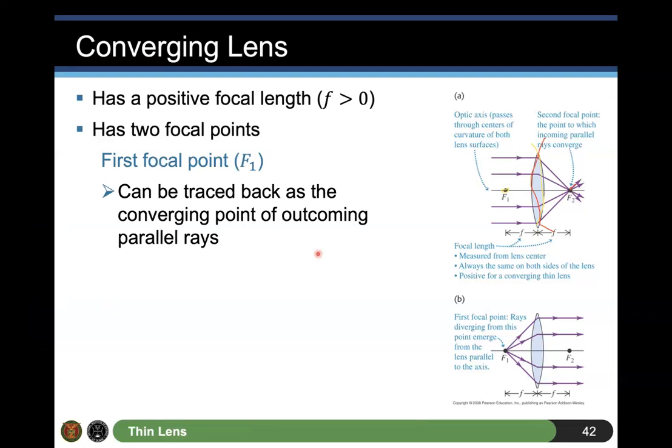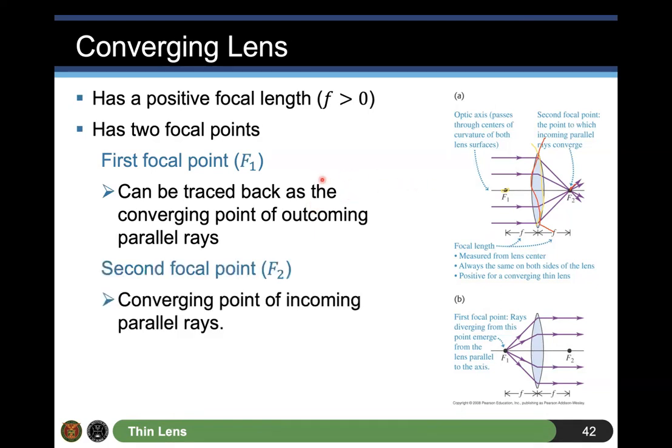Now, for the first focal point, if we draw our parallel rays and apply ray tracing, from the first focal point the rays can be traced back as the converging point of outcoming parallel rays. And the second focal point is the converging point of incoming parallel rays.